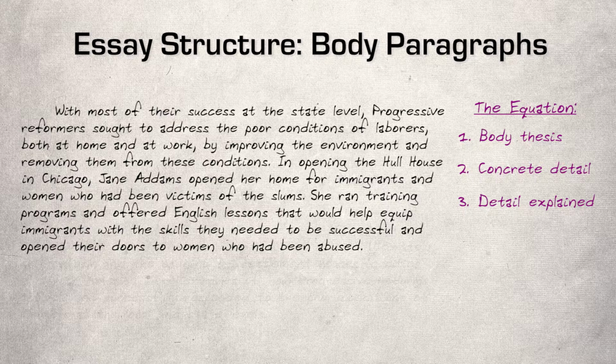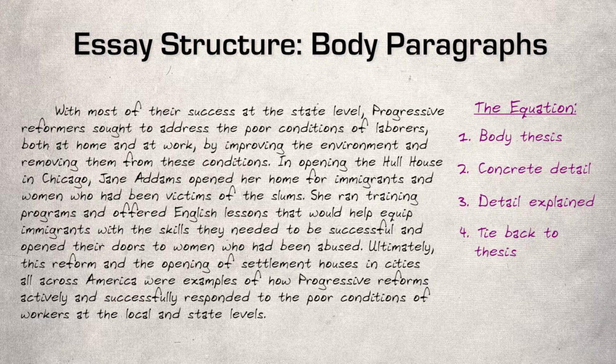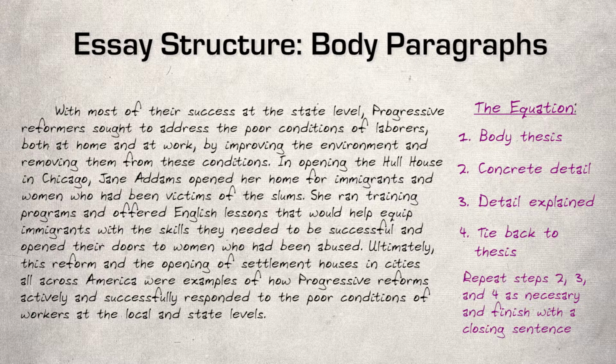And finally, this evidence must be tied back to the thesis. You will then be advancing your thesis in the essay. "Ultimately, this reform and the opening of settlement houses in cities all across America were examples of how progressive reforms actively and successfully responded to the poor conditions of workers at the local and state levels." What would follow next is your second concrete detail, explanation, and tying that detail back to the thesis. And then finally, a closing sentence.